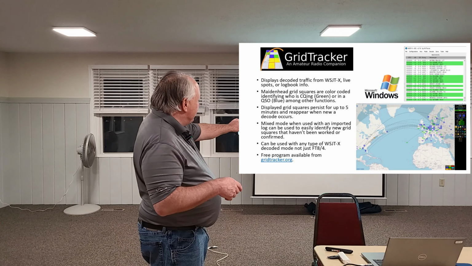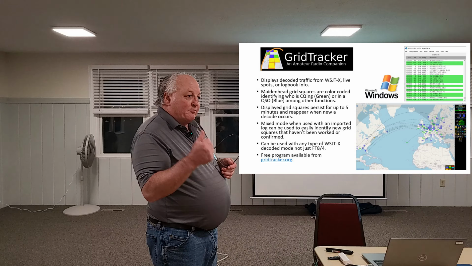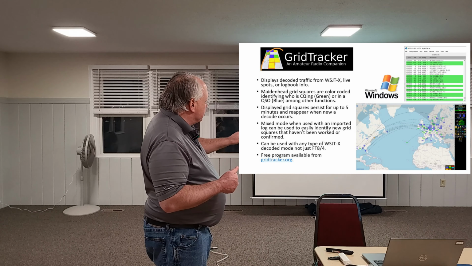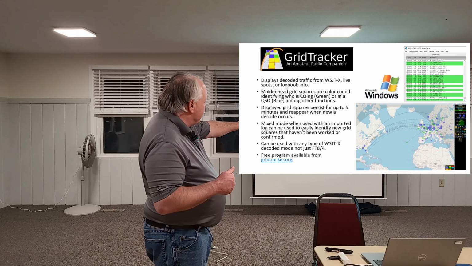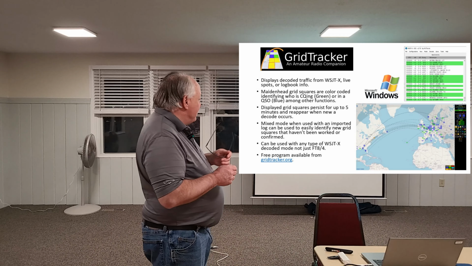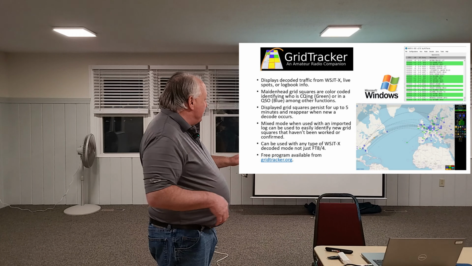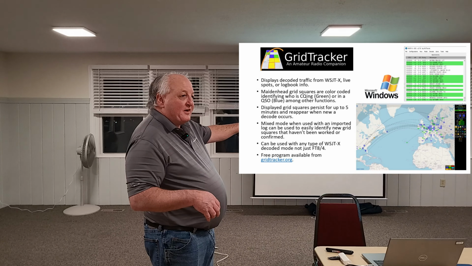And it uses grid squares. So a blue grid square is somebody who's in a conversation. A green grid square would be somebody who's calling CQ. Your home location, you can't see, but your home location would be orange. And so it's sort of neat. So as the decodes come in, it populates these things, and they persist for up to 5 minutes.